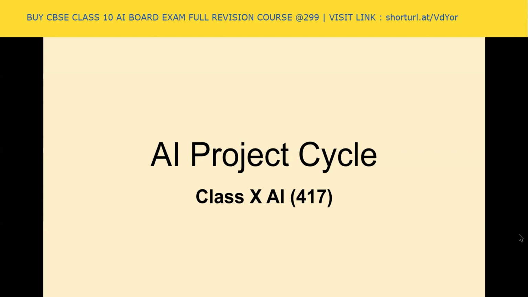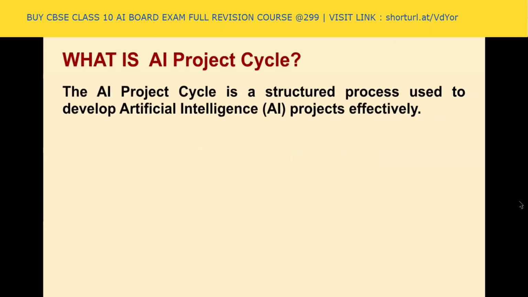Now, what do we mean by the project cycle? So, what is AI project cycle? Basically, AI project cycle is a structured process used to develop artificial intelligence projects effectively. If you need to develop a project, you need to go through some steps. Here, cycle means maybe you need to repeat those steps to come to the final product.